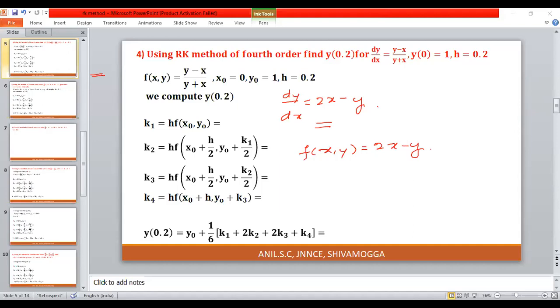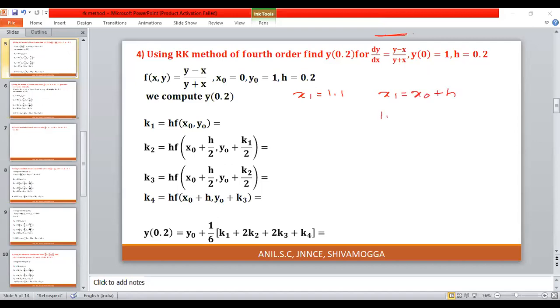And initial conditions are specified. What are the initial conditions? x naught is equal to 1 and y naught is equal to 3. h is not specified, h is not given. We find h. What is required actually here? y is required when x is equal to 1.1. That means x1 is equal to 1.1, and x1 is given by x naught plus h.